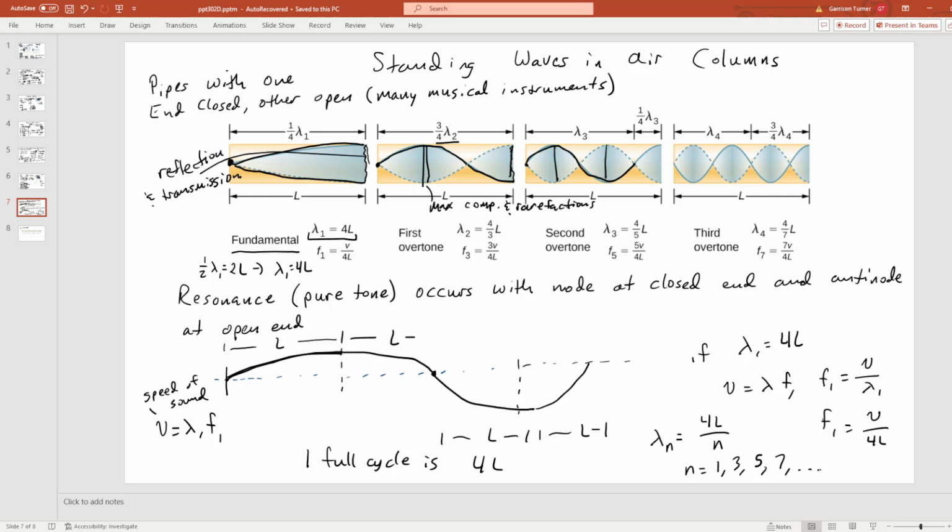N equals 3 correlates with lambda equals 2. N equals 5 correlates with lambda equals 3. And n equals 7 correlates with lambda 4. Okay. So do be aware that for pipes closed at one end, the index of your overtone is going to increase not by 1, but by 2, and everything is odd. Okay?